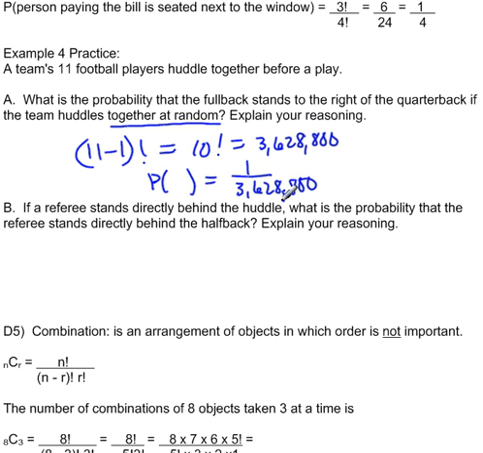So the probability of this happening at random is equal to 1 out of the 3,628,800. Okay, so if a referee stands directly behind the huddle, what's the probability that the referee stands directly behind the halfback? And explain your reasoning.